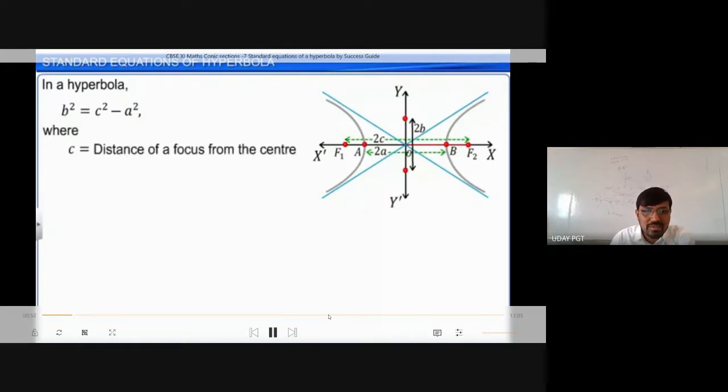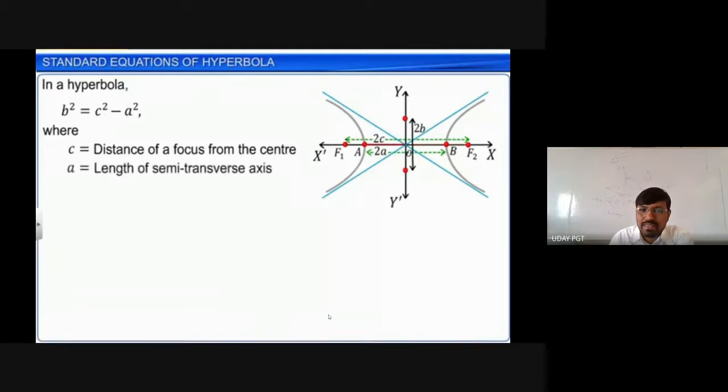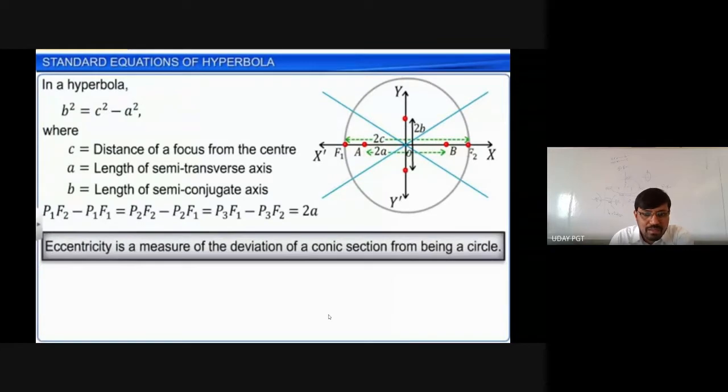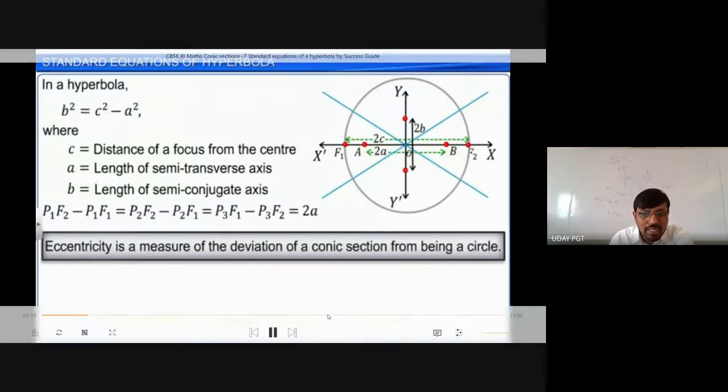C is the distance of the focus from the center. A is the length of the semi-transverse axis. B is the length of the semi-conjugate axis. P1 is a point taken on the hyperbola, P1F2 minus P1F1 equals 2a.